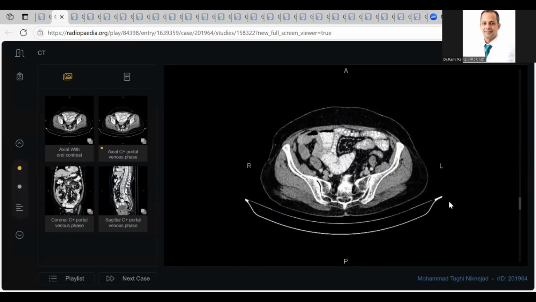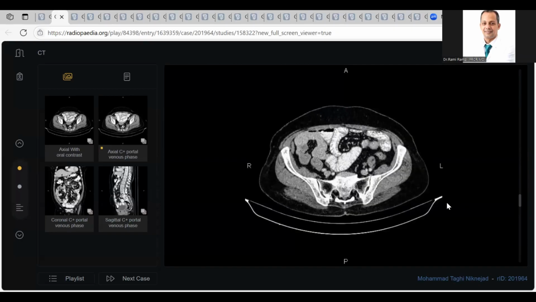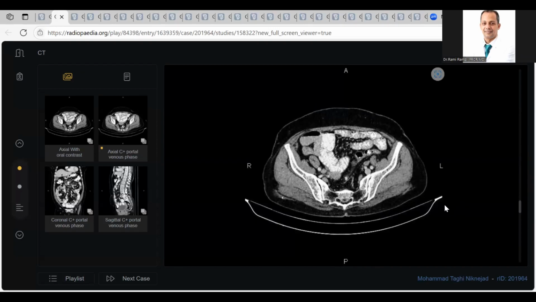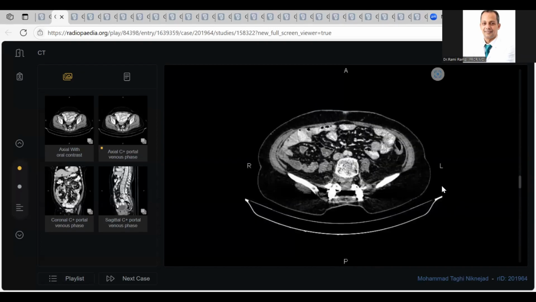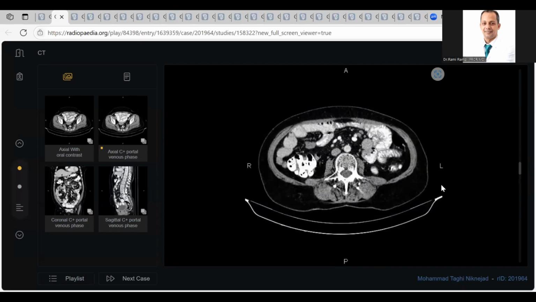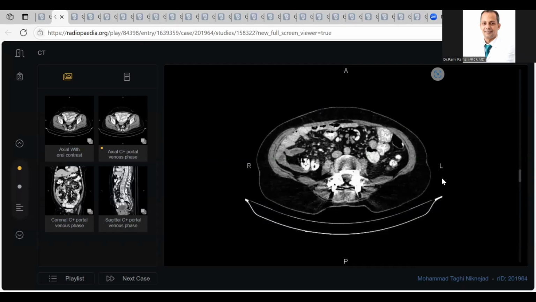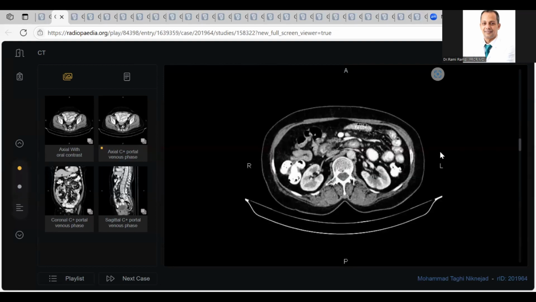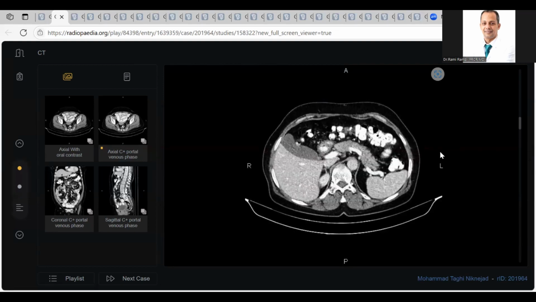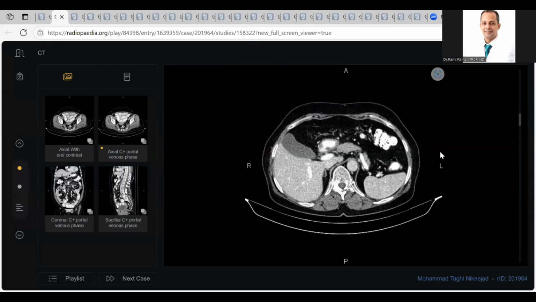Then I am checking for other findings as well. There is no evidence of obstruction. I cannot see any pneumatosis. No evidence of any pneumoperitoneum or adjacent ascites. No evidence of air within the portal vein. So, give me your final diagnosis.